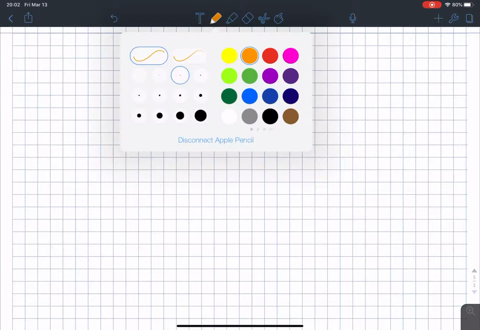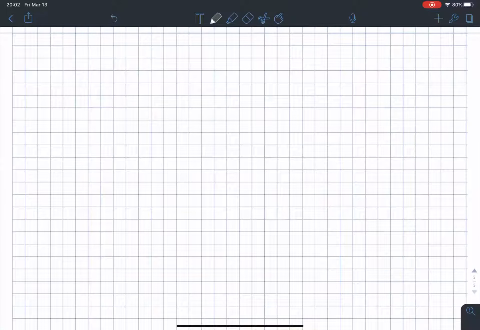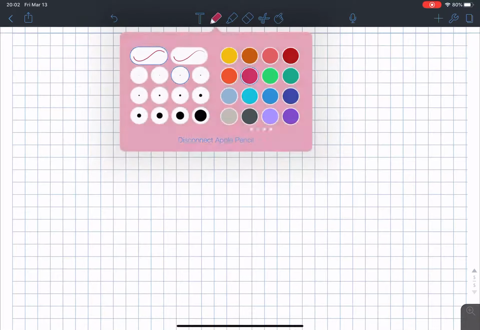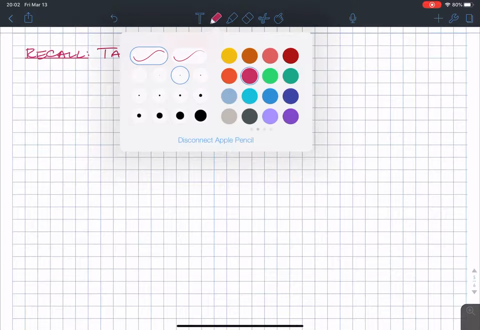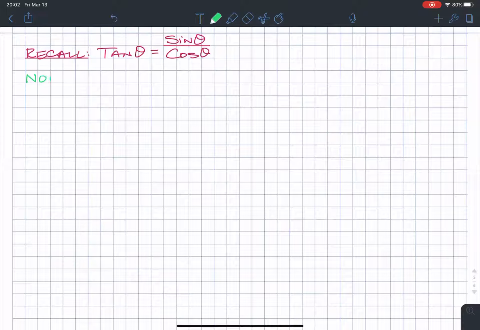Okay, so let's continue with section 4.2, and now we're going to consider tangent. So let's recall the graph of tangent rather. Recall that tangent of theta is the quotient sine of theta over cosine of theta. And let's note, I'm going to do theta, sine of theta, and cosine of theta in a chart.